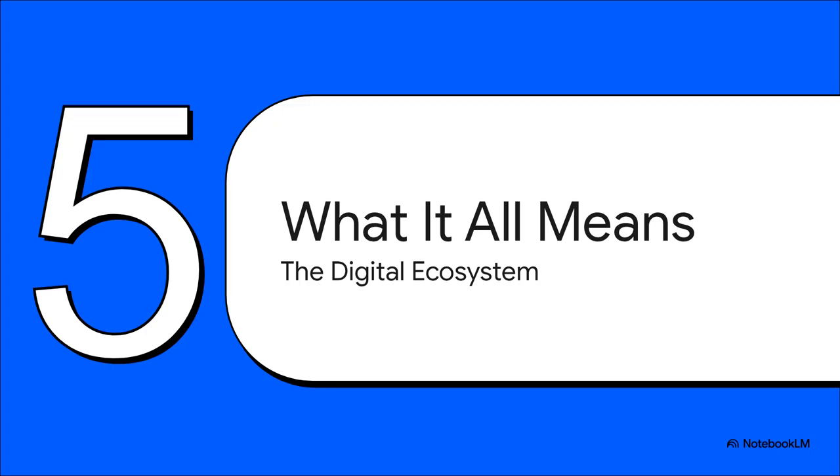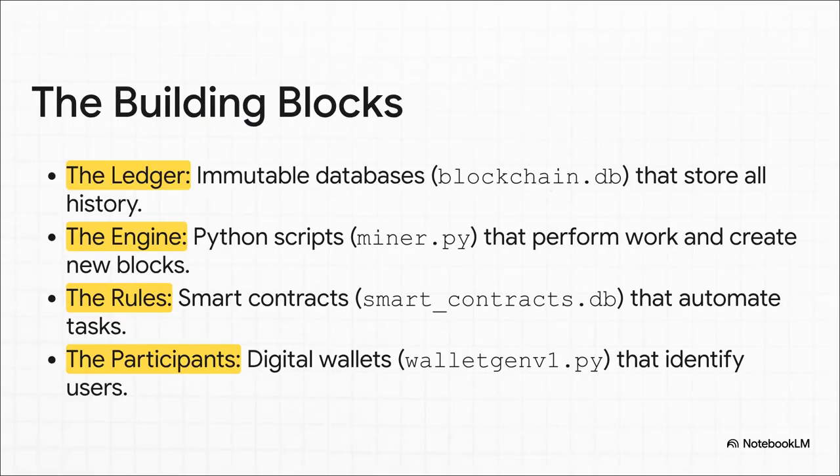What have we actually found here? You see, this isn't just some random pile of files. Not at all. What we've actually uncovered are the 4 key pillars of a complete, self-contained digital ecosystem. You've got the ledger, which is the history book, the engine, which does all the work, the rules, which automate everything, and finally, the participants, who use and interact with the whole system.